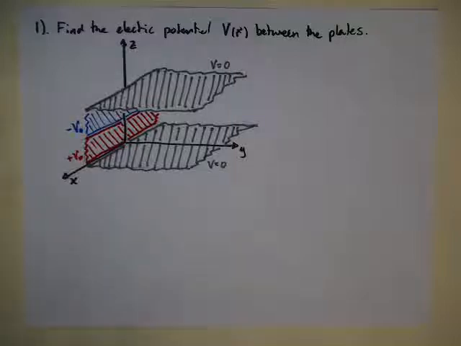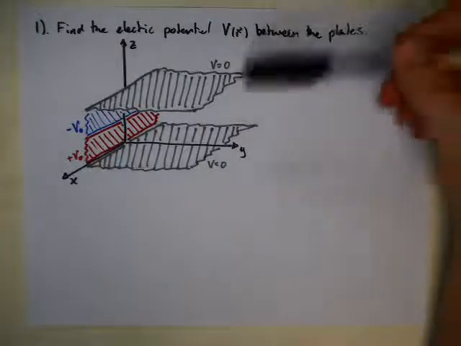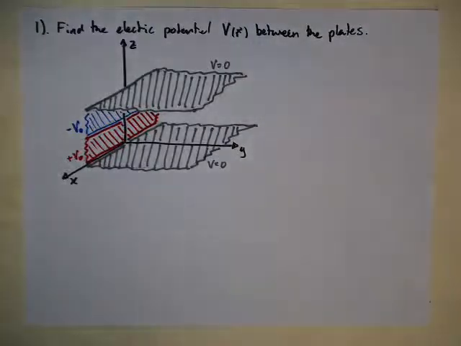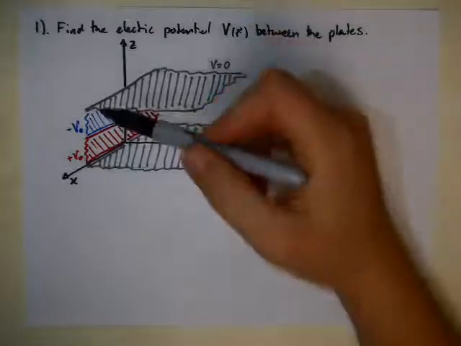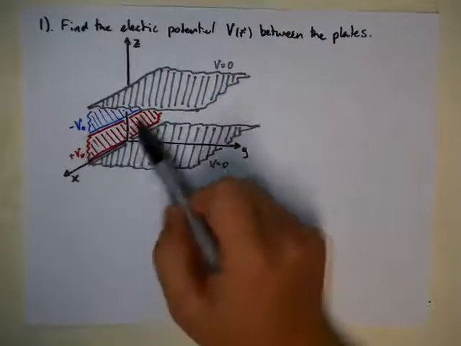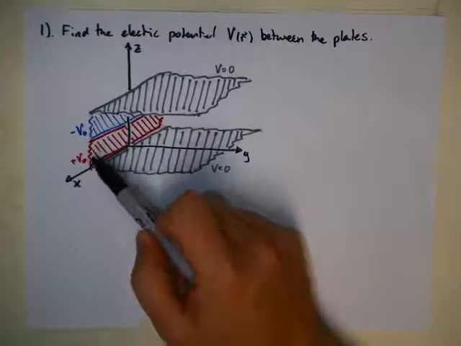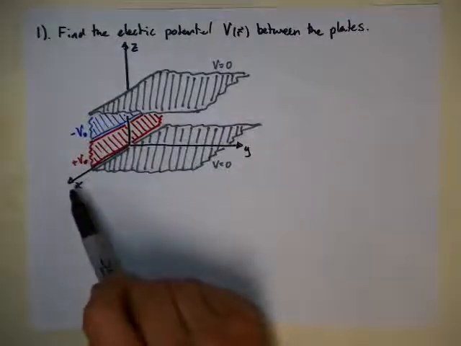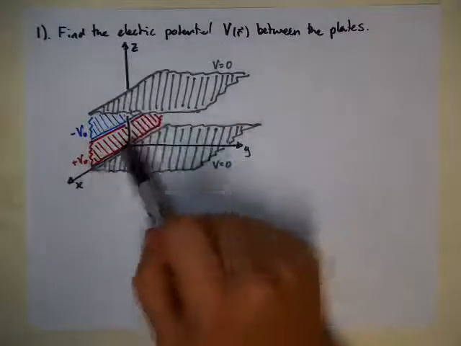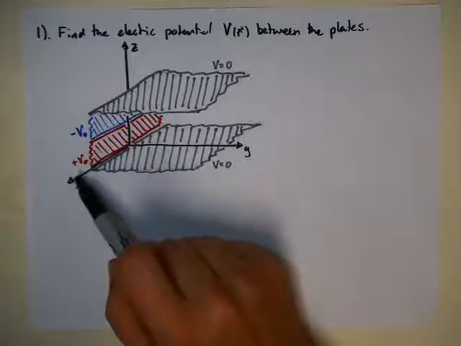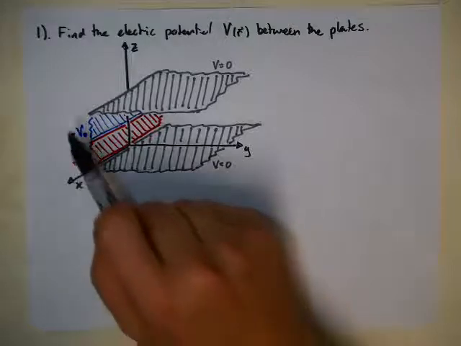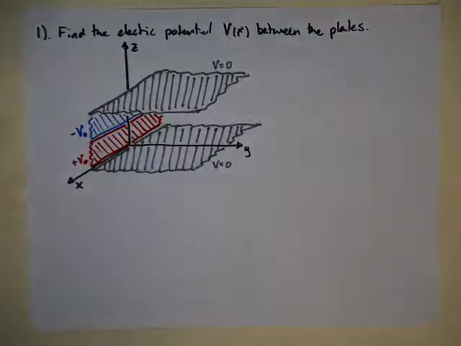Homework 5, problem 1. Find the electric potential, V, between the parallel plates. In this situation here, we're on the edge. We've got a strip, half of the strip at y equals 0 on the xz plane. Half of the strip is at a positive V naught potential, and half of the strip is at a minus V naught potential.